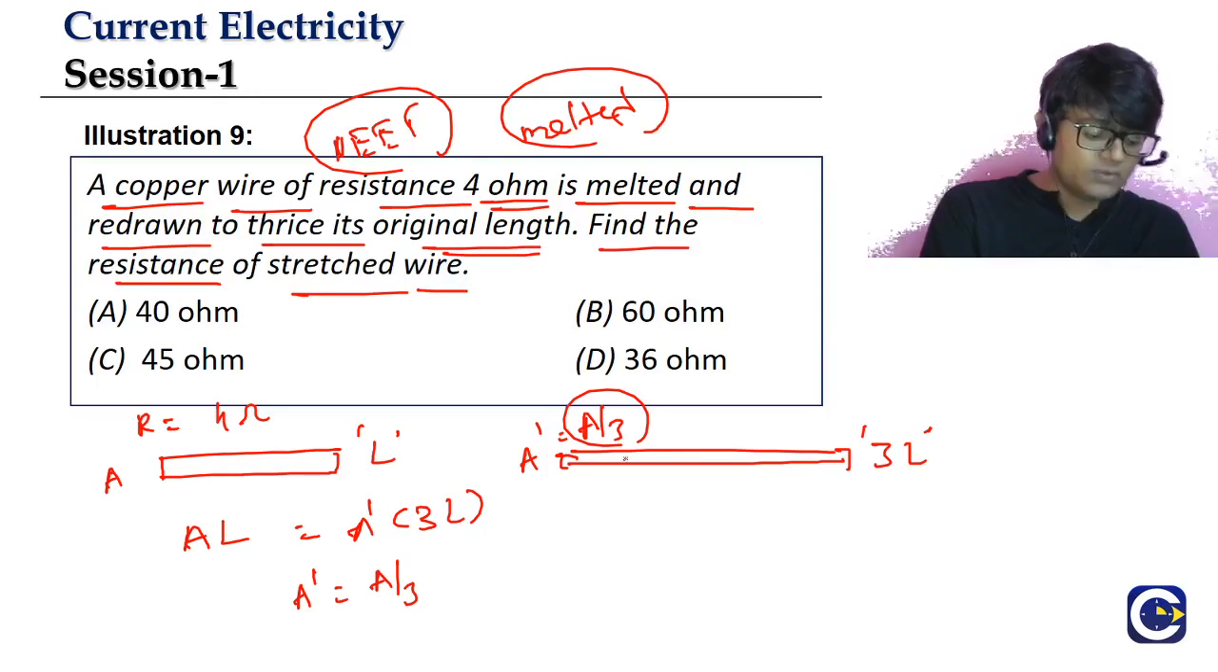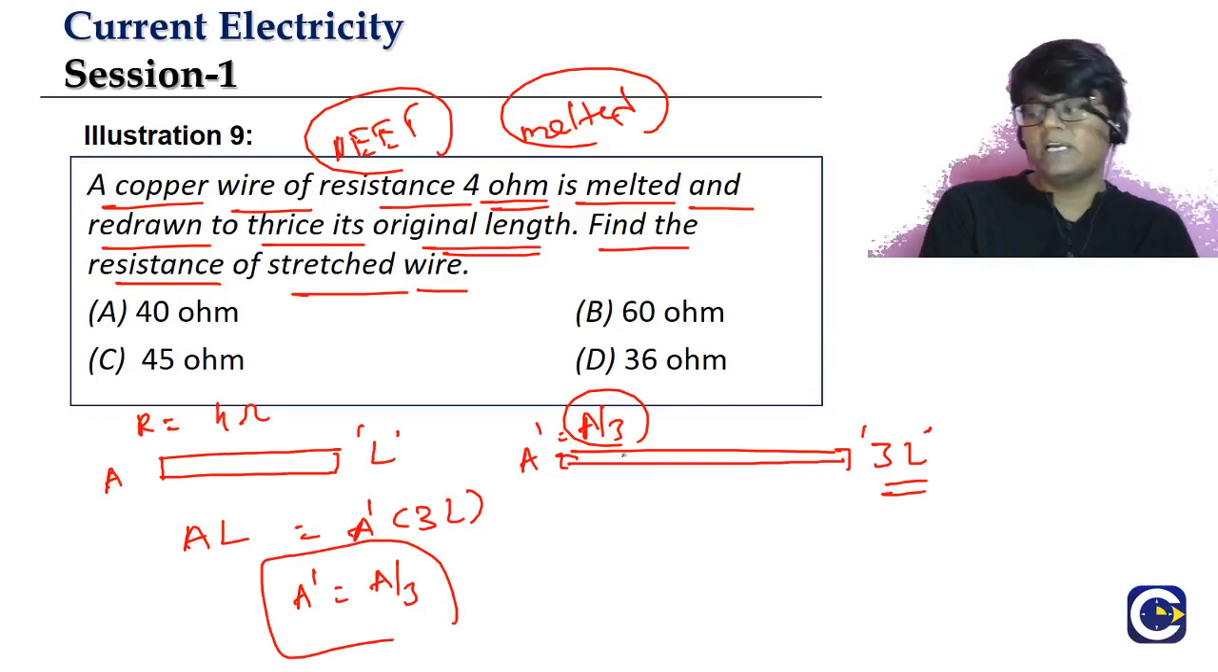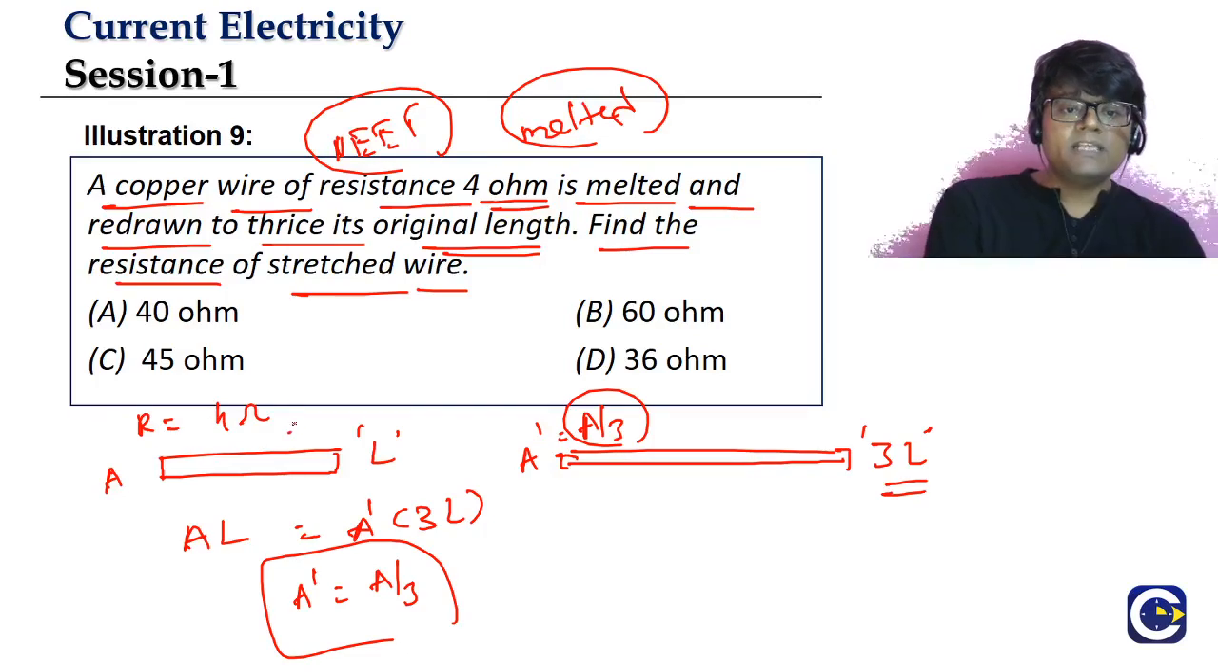So if you make the length 3L, the area is going to become 1/3. Why is it going to become 1/3? Because the volume must be constant. The initial volume A into L will be equal to the final volume. What is the final volume, guys? A dash into final length, which is 3L. So from here, A dash is equal to A by 3. What is A? Original area. Okay.